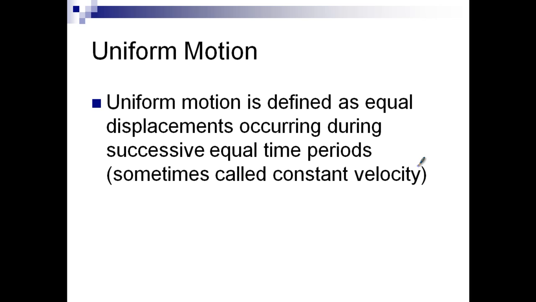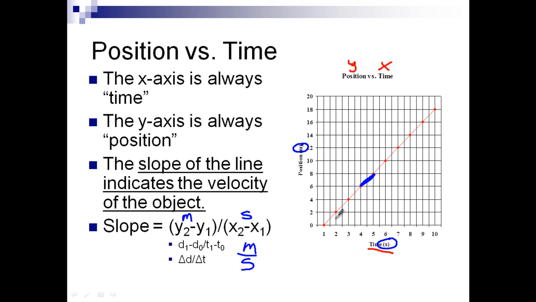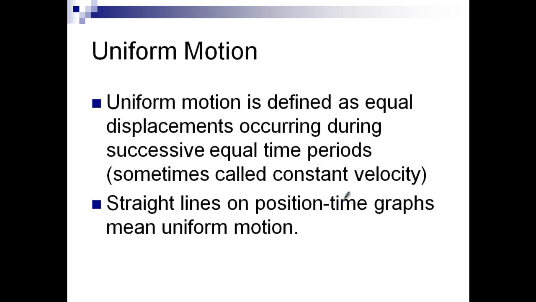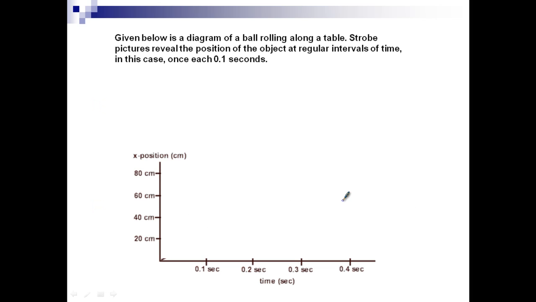So uniform motion is defined as equal displacements occurring during successive equal time periods, sometimes called constant velocity. So you can see, like on this graph, it's a nice straight line. So the velocity is always constant. It's covering the same distance each time. So every second, it's covering 2 meters. Here's 1 second covering 2 meters. The next second, it's also covering 2 meters. So that's what we mean by uniform motion. And there it is. Straight lines on position time graphs mean uniform motion.